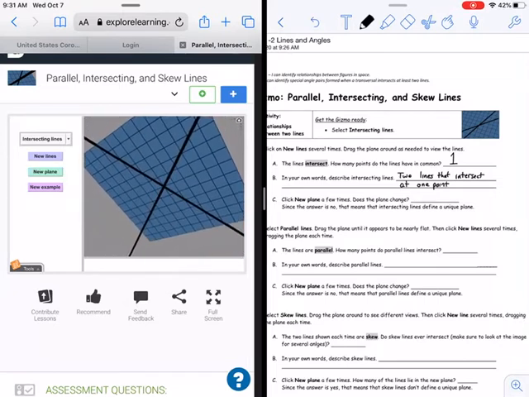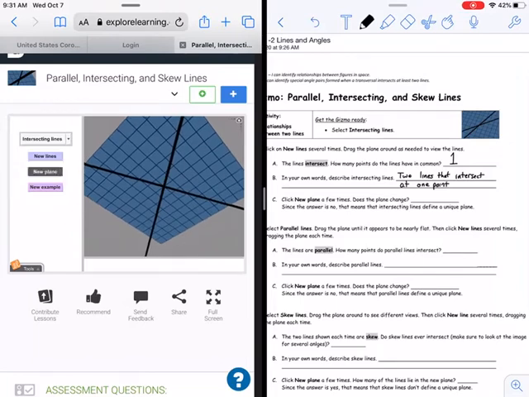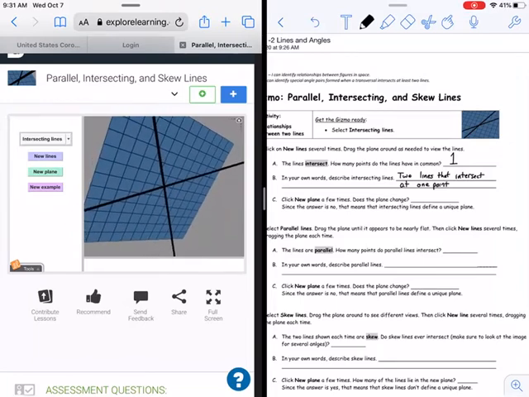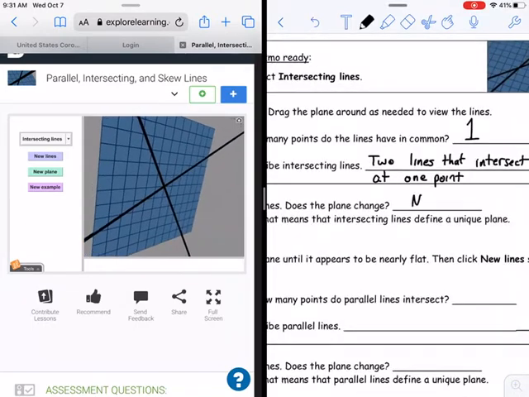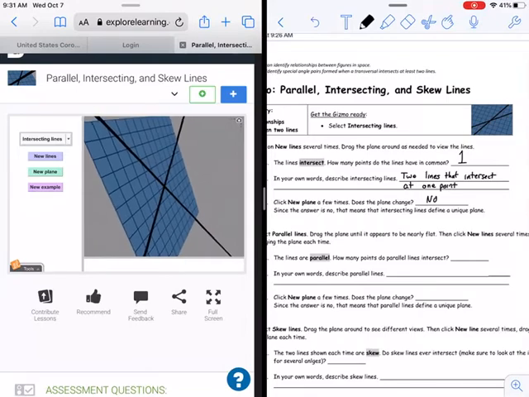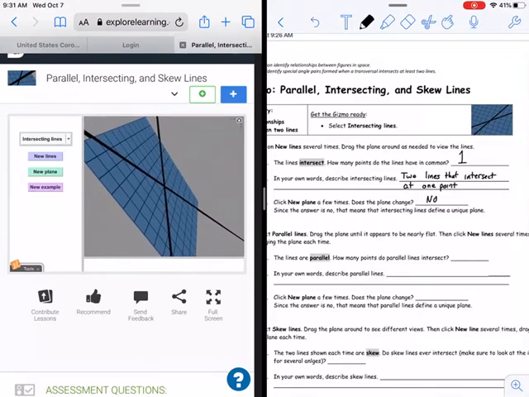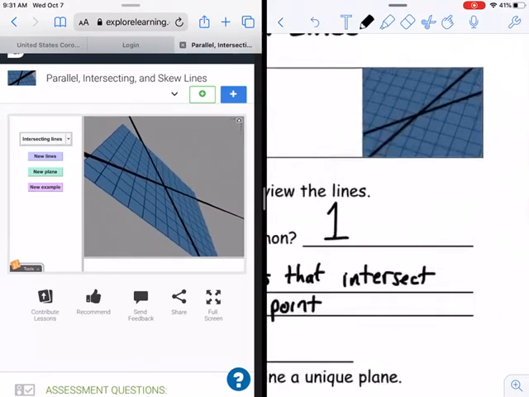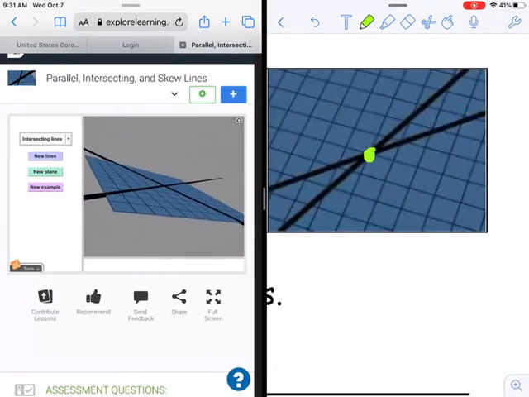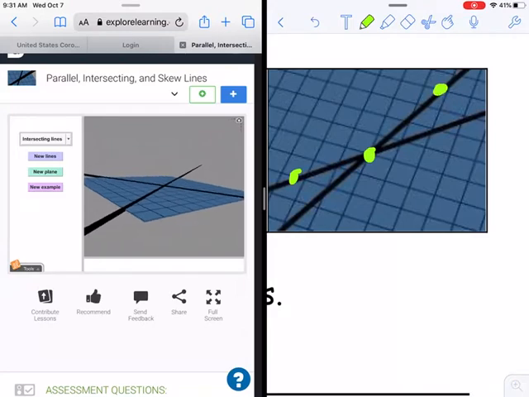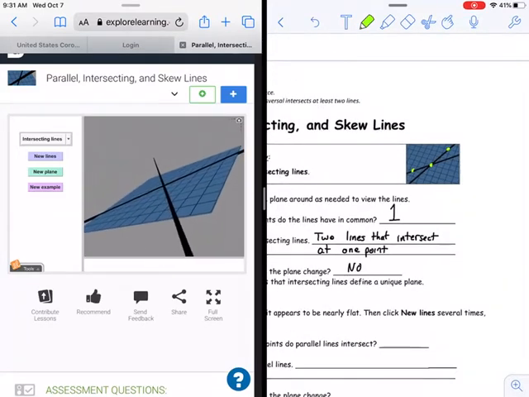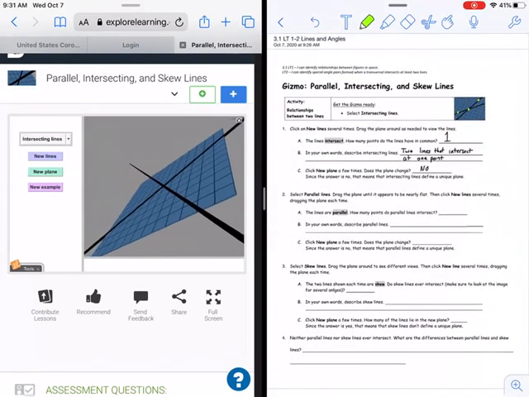Notice I'm touching new plane and nothing's happening. Does the plane change? The answer is no, and that means that intersecting lines define a unique plane. When 2 lines intersect, they actually form a plane. And why is that? Let's look at this example right here. Obviously they intersect here. Here's a point on the line, here's another point on another line. It's just 3 non-collinear points. We can find 3 non-collinear points that we can force a plane to go through.